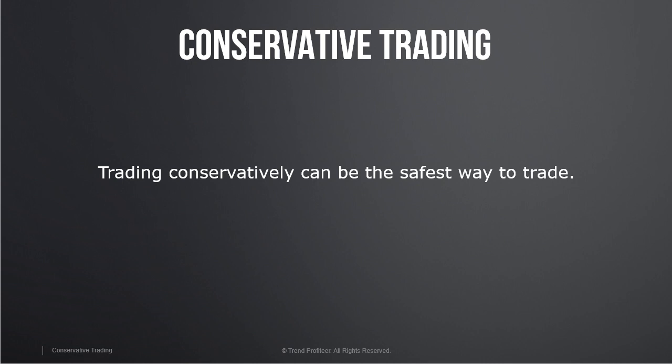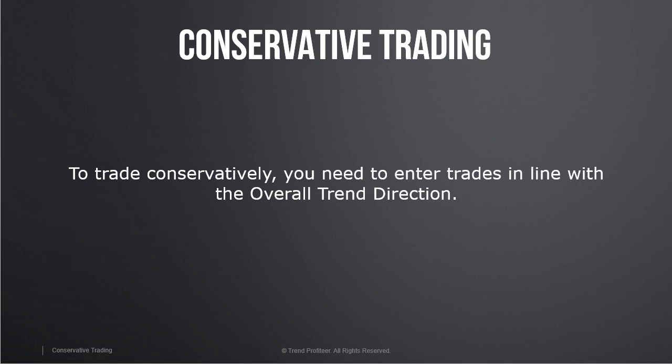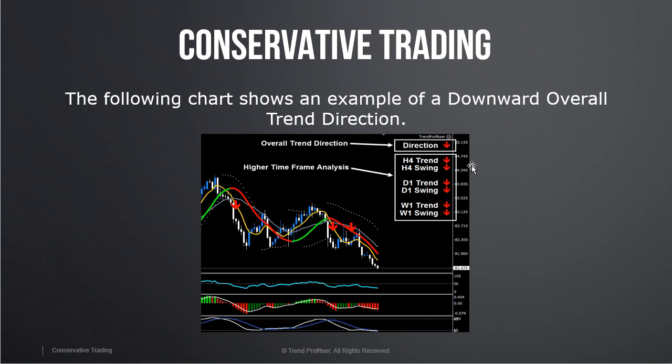Conservative trading, or trading conservatively, can be the safest way to trade. To trade conservatively, you need to enter trades in line with the overall trend direction. So you want to look at trades that are buy only or sell only, but not get into bi-directional markets at this time until you've got a little bit more experience. What I mean by that is we want to see the overall trend direction either pointing down or pointing up, not the blue bi-directional arrow. So either buy only or sell only.